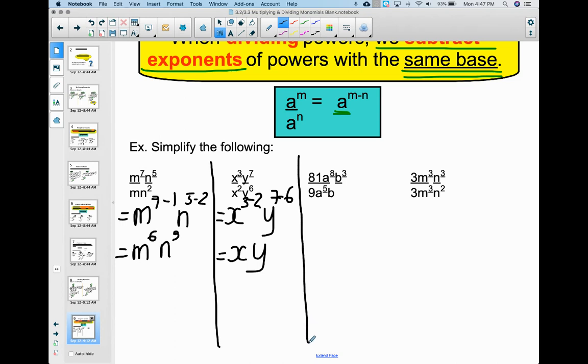In this case, we have numbers, and dividing numbers is not a new concept to us. We have seen that many a time. So 81 divided by 9 stays as such. a to the power of 8 minus 5, and b to the power of 3 minus 1. And that leaves us with 9, a to the power of 3, and b to the power of 2.